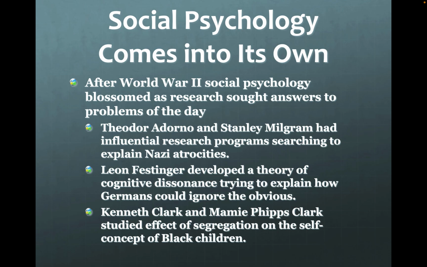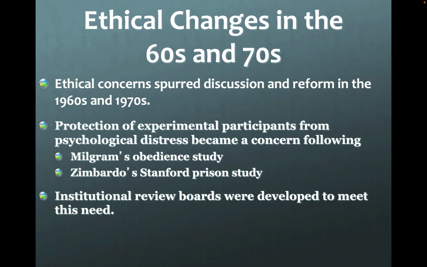Kenneth Clark and Mamie Phipps Clark studied the effect of segregation on the self-concept of black children. These were all taking place. Ethical concerns spurred discussions and reform in the 1960s and 1970s. Protection of experimental participants from psychological distress became a concern following Milgram's obedience study and Zimbardo's Stanford prison study. And we will go into both of those studies as the class goes on. Institutional review boards were developed to meet this need.